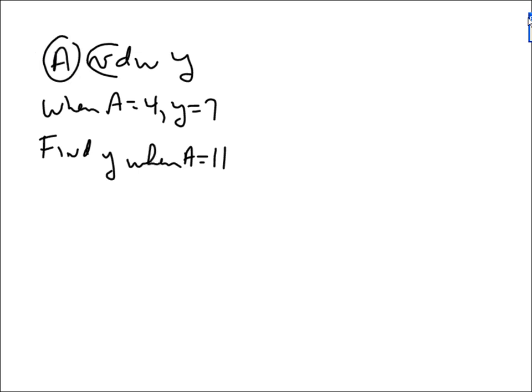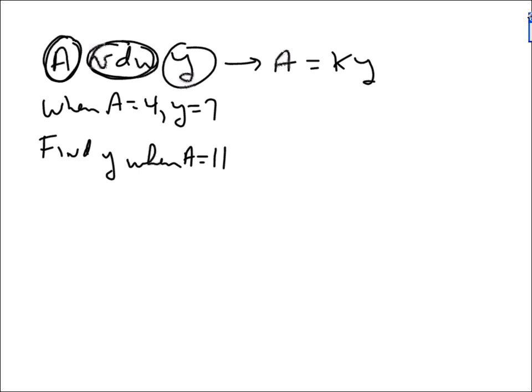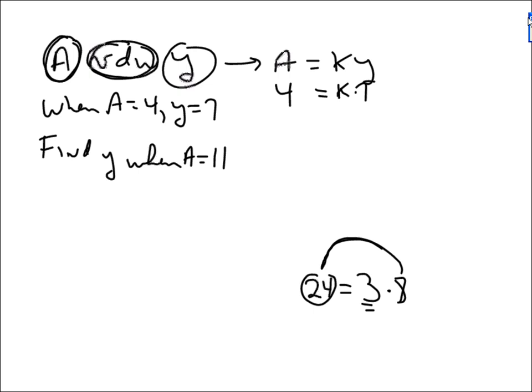A varies directly with Y means A equals K times Y. Okay, A is equal to KY. And when A is 4, Y is 7. Now, you need to know this pattern. 3 times 8 is, say, 24. I take 24, and I divide it by one of the two numbers I'm multiplying, say 8. 24 divided by 8 gives you 3. Or, you could divide the 24 by 3, and you'll get 8.